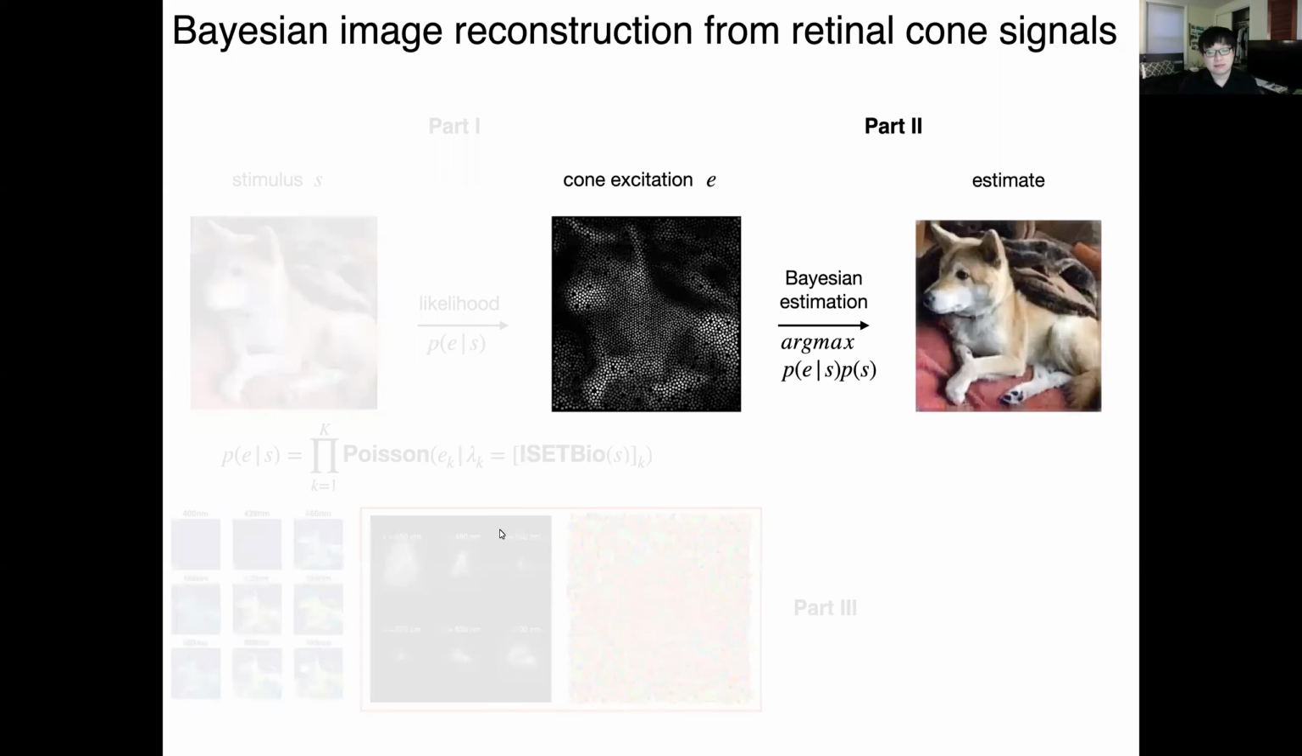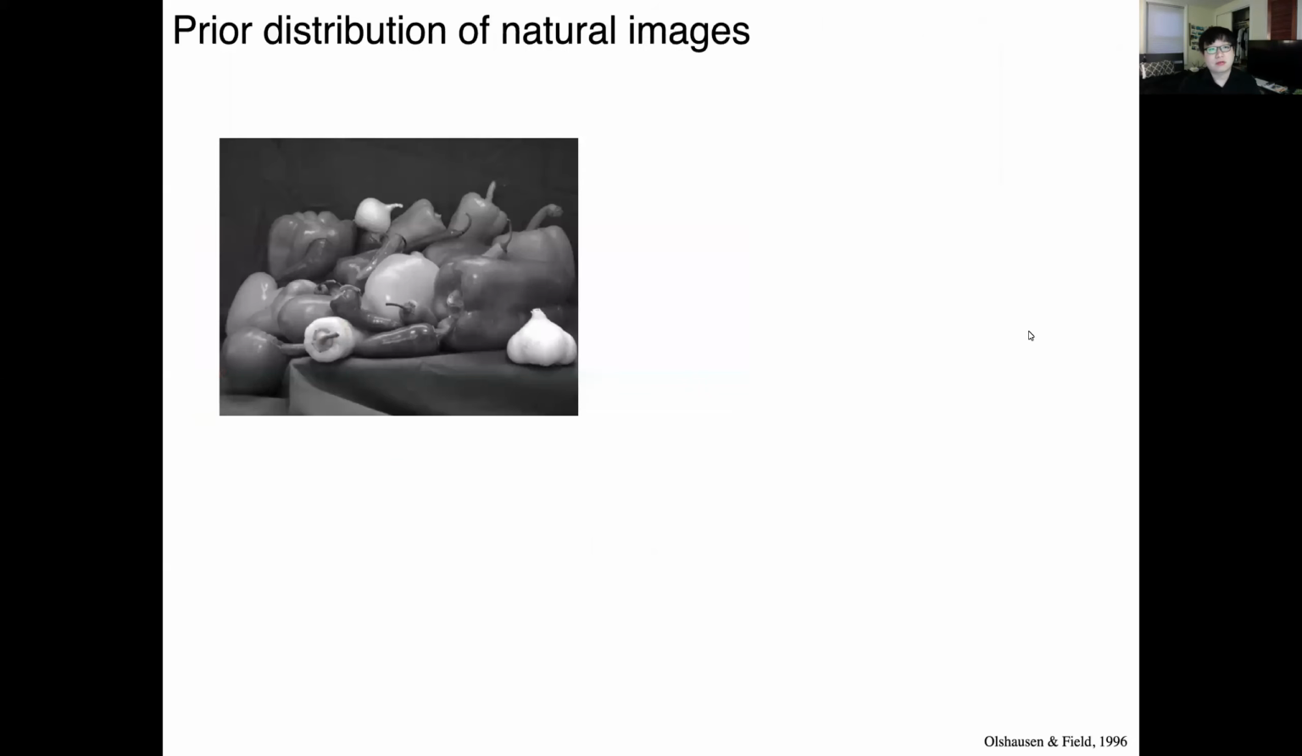With the likelihood in place, we can start to construct our Bayesian estimator. We first need a prior distribution of natural images. The basic idea is we want to capture the high-dimensional joint distribution of pixel values, especially their correlation and dependency. We do this with a simple sparse coding model.